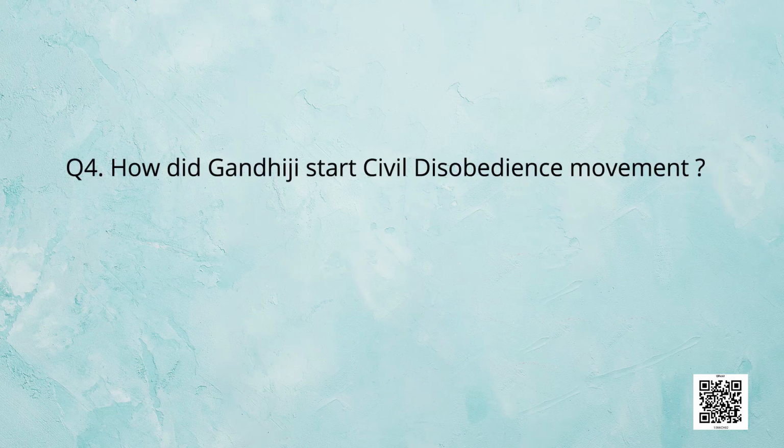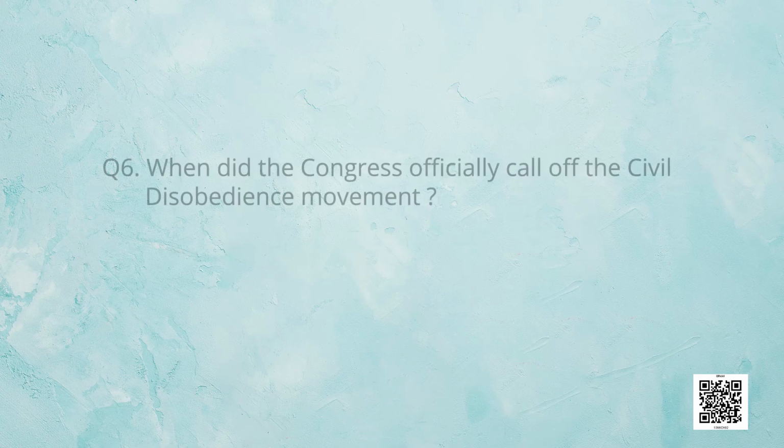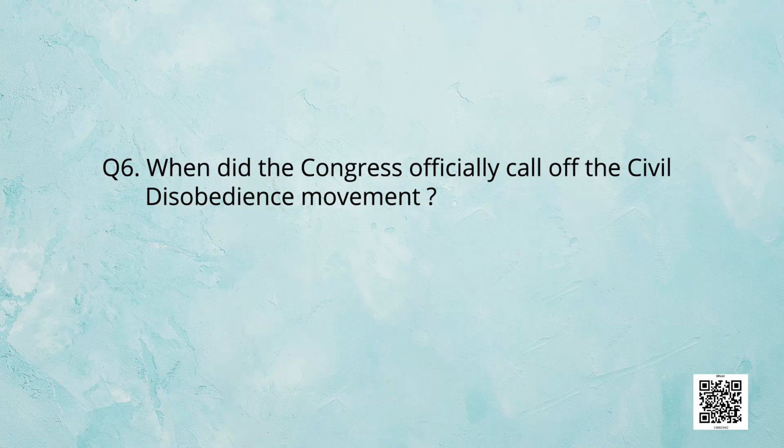The next question is, how did Gandhiji start the civil disobedience movement? And the answer to this question is with the Salt March. Now the next question, the Salt March is also known as? The answer is Dandi March. Very good. Now let's take a look at the last question. When did the Congress officially call off the civil disobedience movement? And the answer is in 1934.